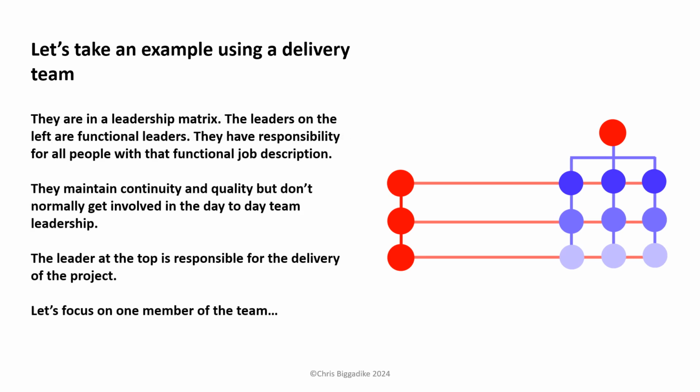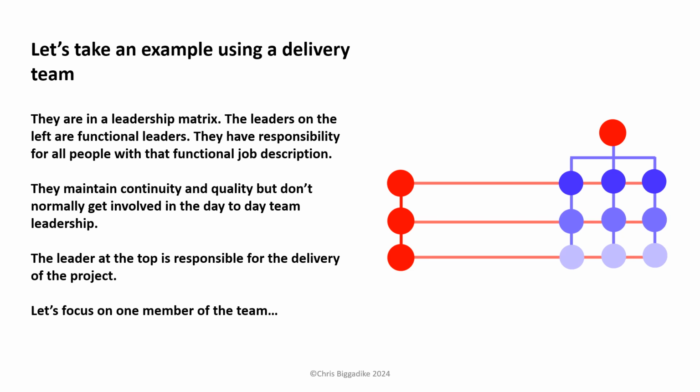They're in a leadership matrix. The leaders on the left are functional leaders. They have responsibility for all people with that functional job description. They maintain continuity and quality across a much wider team, but they don't normally get involved in the day-to-day team leadership. The leader on the top is responsible for the delivery of the project.